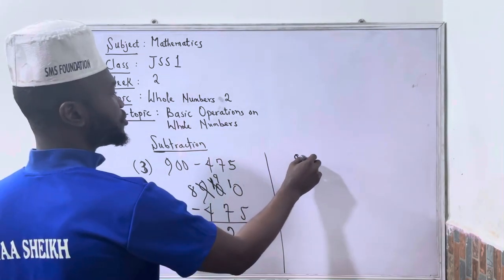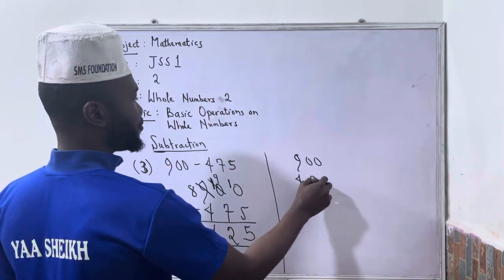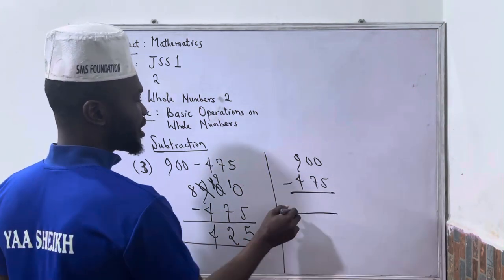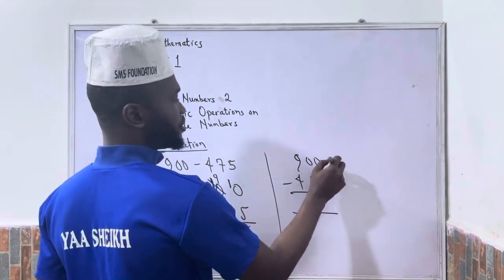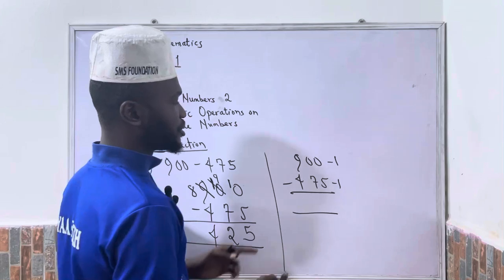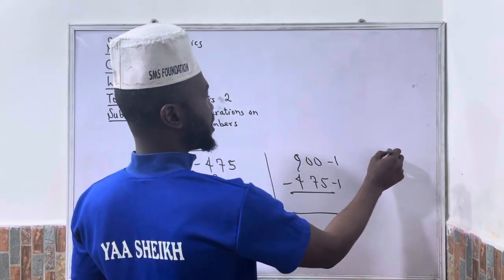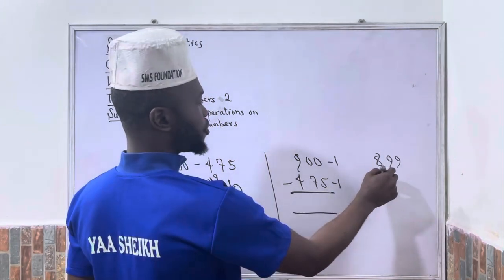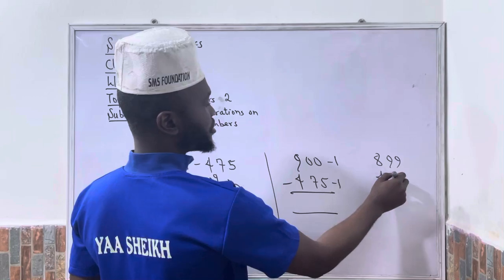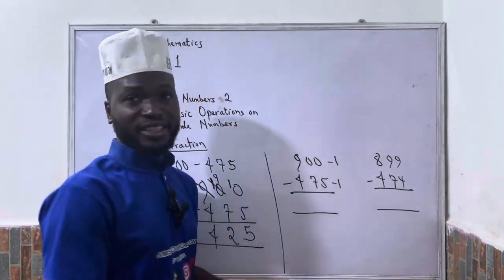I have 900 minus 475. After rearranging it like this, all I need to do is to take away 1 from this, take away 1 from this. If you subtract 1 from this, this will remain 899. Subtract 1 from this, I will have 474. So this subtraction is very easy now.